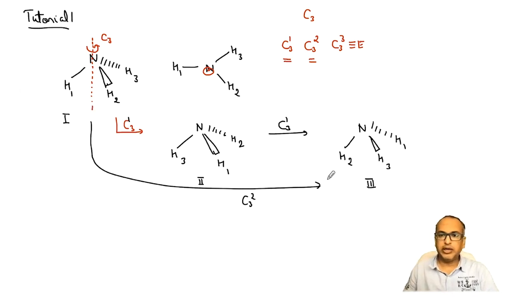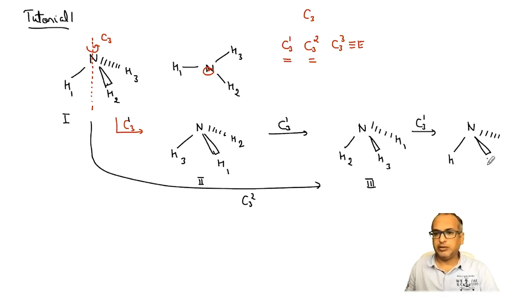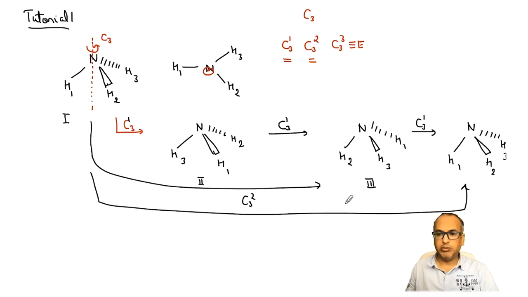If I call this molecule 1, this configuration 2, and this configuration 3, then 1, 2 and 3 are equivalent configurations, not identical. If I do C3 one more time, I get 1 here, 2 here, and 3 here. C3 once, C3 on this, two times C3 done is C3 square, and three times C3 done is C3 cube. Now this one has the same orientation of hydrogens as the first one, so I would call this an identical configuration. These two are equivalent to 1, whereas this one is identical to 1.